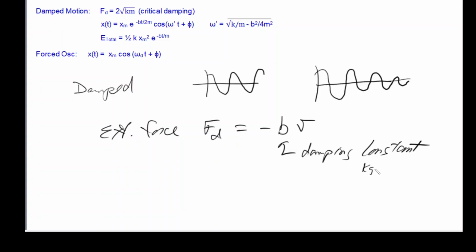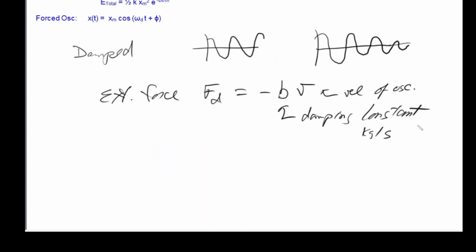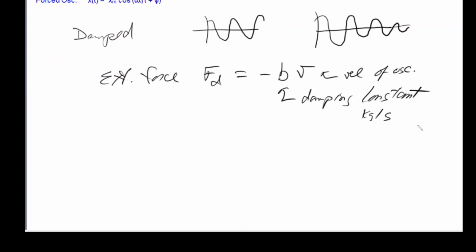And its units are kilograms per second. And again, v is the velocity of the oscillator. So the damping force depends on velocity, because b is a constant. So let's look at this. If we have a force in a linear oscillator, like a spring mass system, we know that's equal to minus kx.